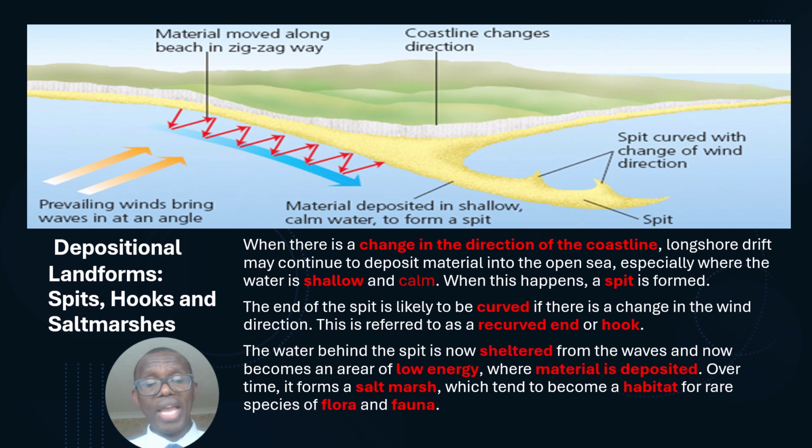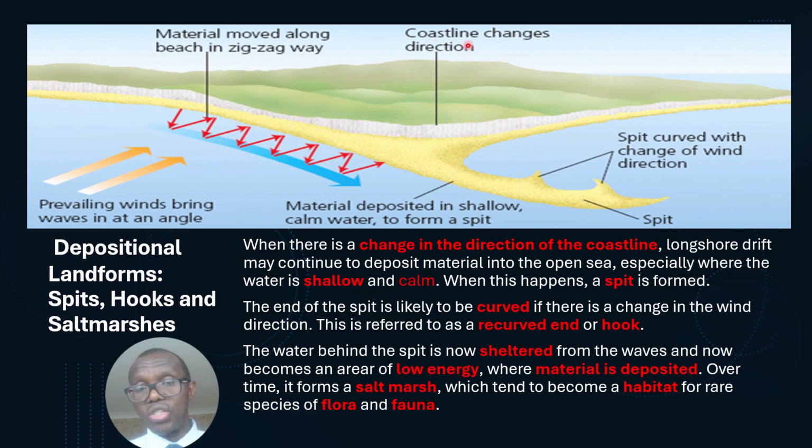And the deposition is likely to form spits, hooks, and salt marshes. Now, in this particular case here, we have a spit being formed here, right? So this extension of sand here out into the open water is what we are calling a spit. So what happens is you have longshore drift taking place here. Again, we said longshore drift is movement of sediment along a coastline in line with the direction of the prevailing wind. And you can see the prevailing winds here are approaching from a southwesterly direction. So the sand is being moved, or sediment is moved along this coastline in this direction.